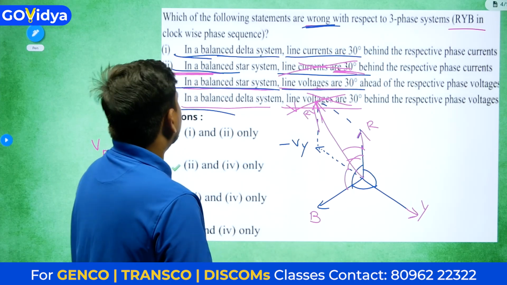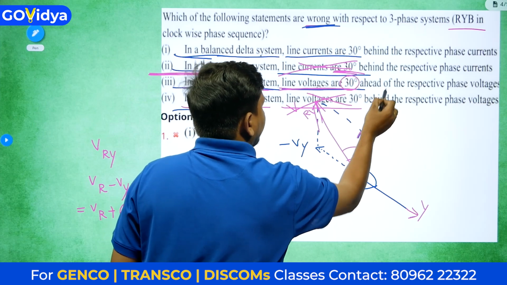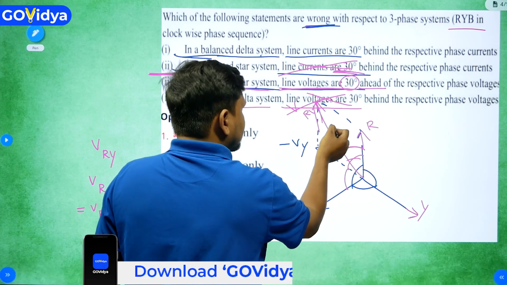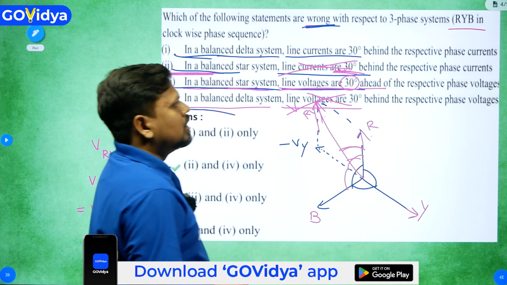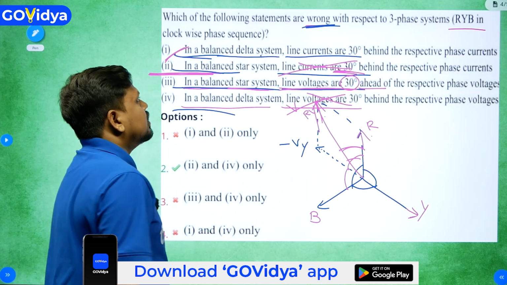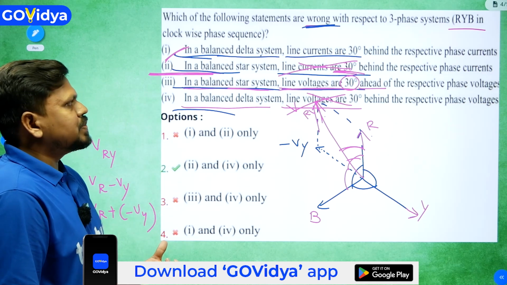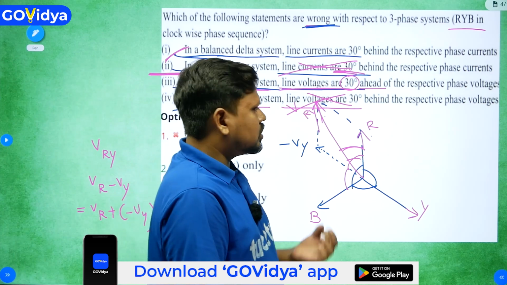So tell me what is there in a balanced star system. Line voltages are 30 degrees ahead. So 30 degrees ahead, this is line voltage, this is phase voltage. That's enough, we can prove this. Similarly, in a balanced delta system also, line currents are 30 degrees behind the respective phase currents. So this is the question.